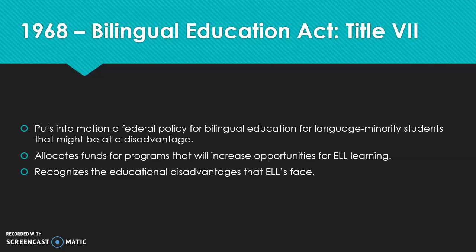(1968) Bilingual Education Act, Title VII. This act put into motion a federal policy for bilingual education for language minority students that might be at a disadvantage. It allocated funding for programs that would increase opportunities for English language learner learning. It recognized the educational disadvantages that English language learners might face.